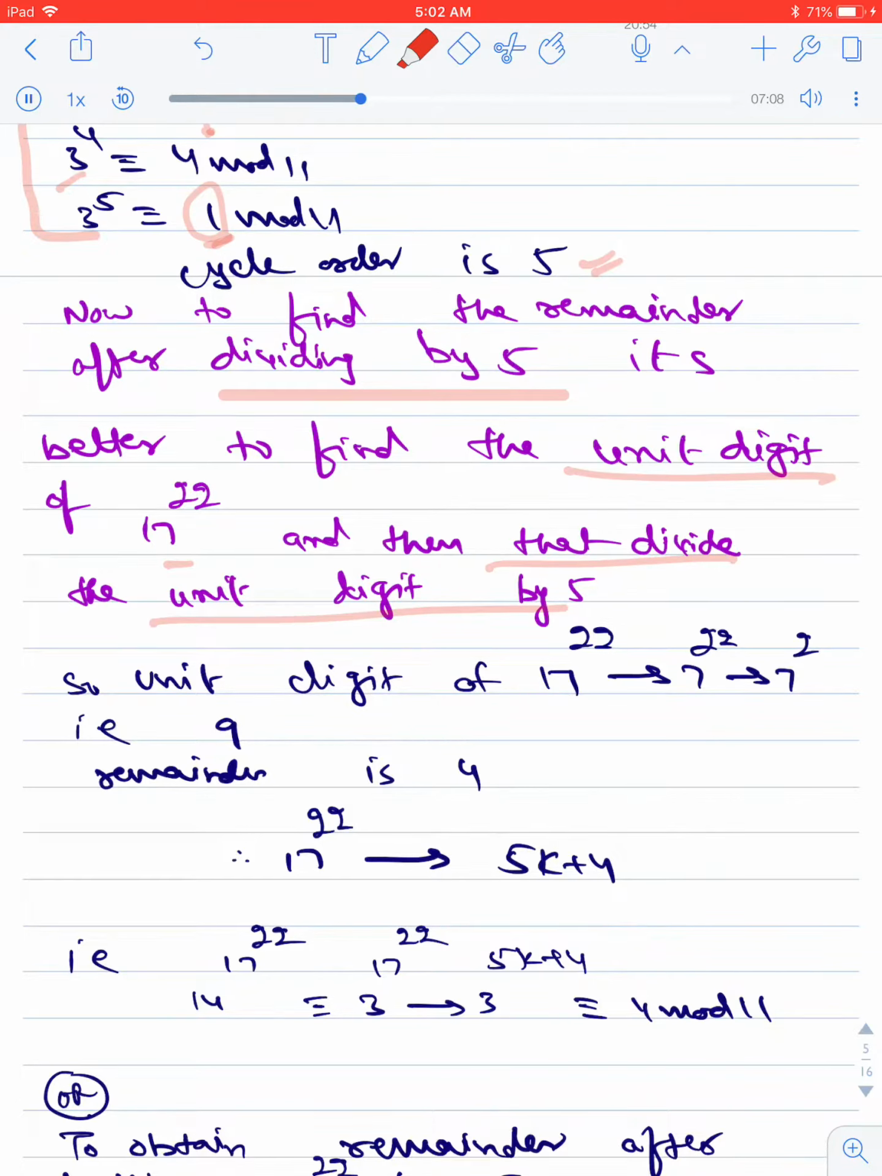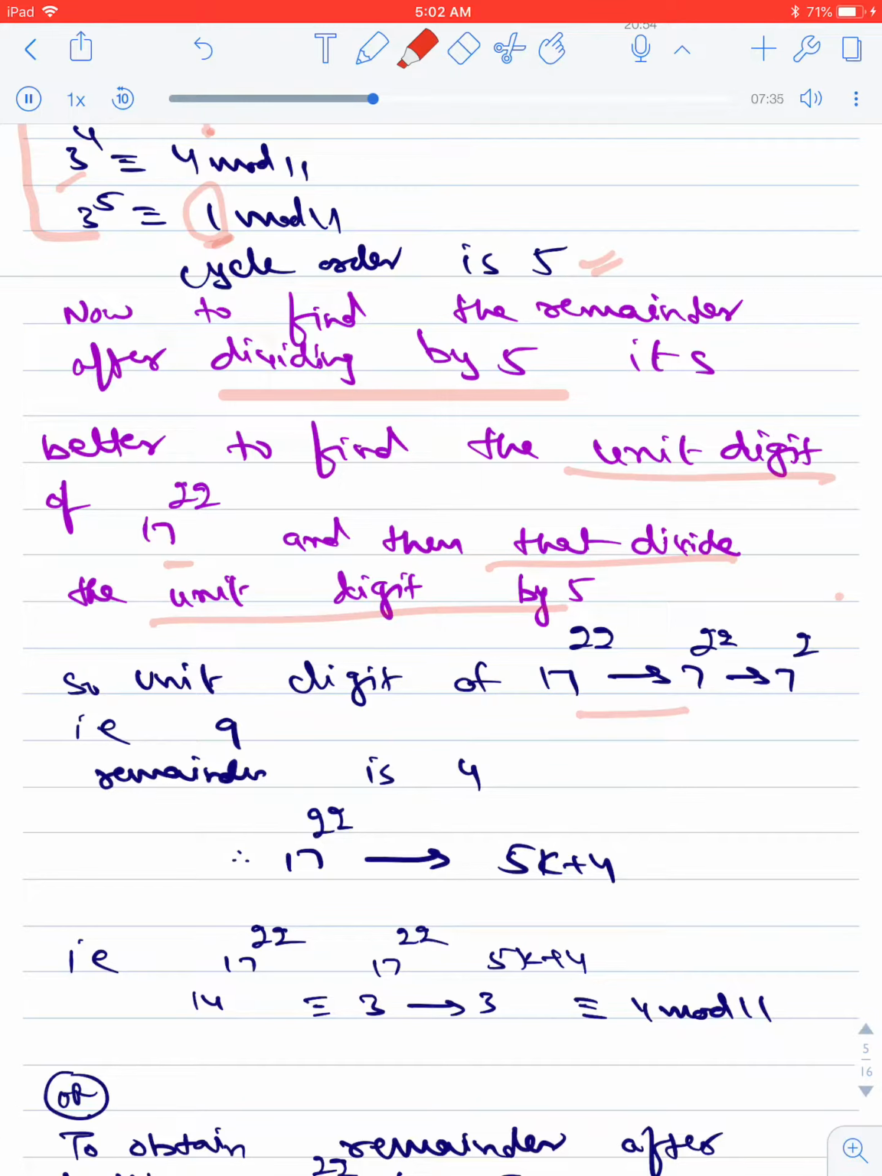If the unit digit is more than 5, say 6, 7, 8, 9, divide that unit digit by 5. That is, if we divide 6 by 5, we get remainder 1. If the unit digit is 7 and we divide it by 5, we get the remainder 2. So we can easily get the remainder after dividing by 5 only by seeing the unit digit of any number. So here the unit digit of 17 raised to 22 behaves as 7 raised to 22.